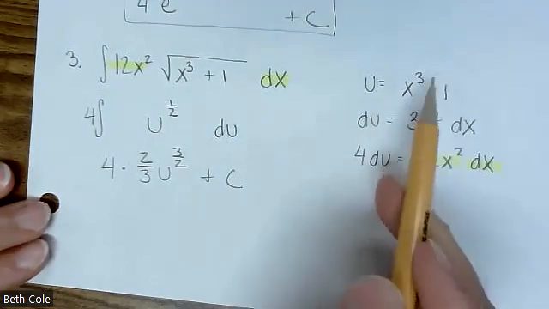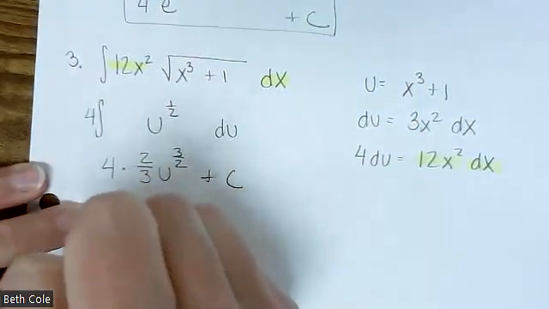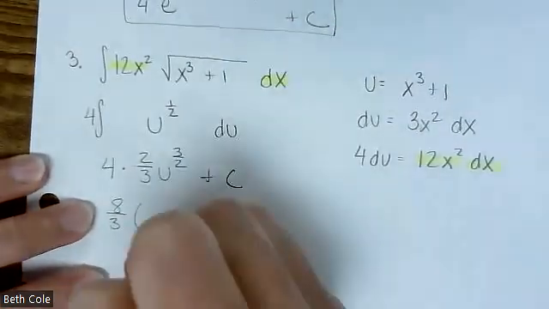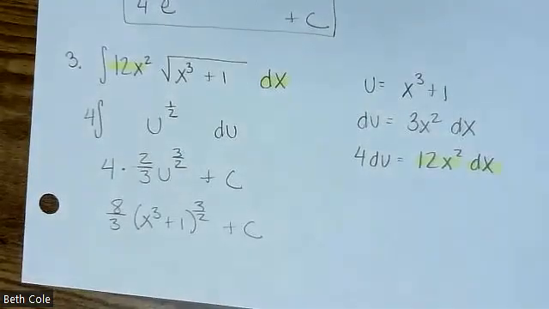And then your last step is to put this back in. 4 times 2/3 is 8/3, that stuff to the 3/2 plus c.